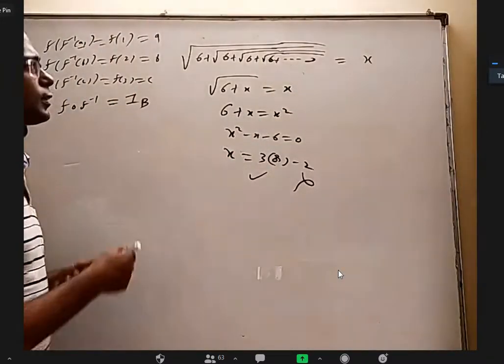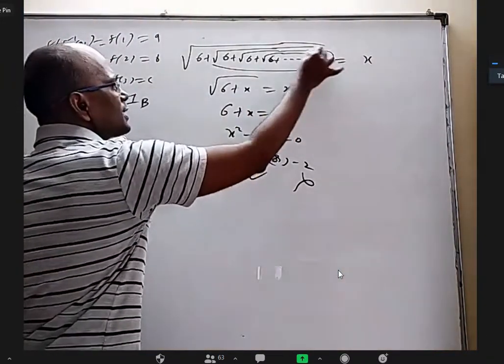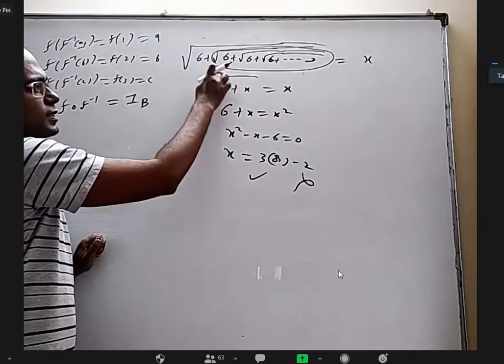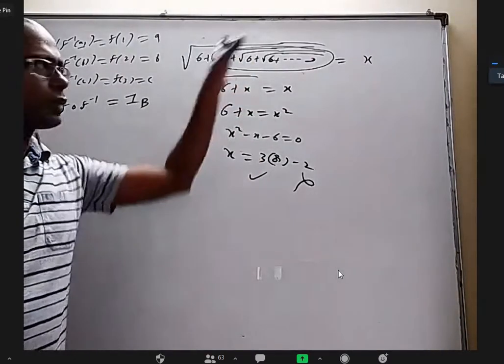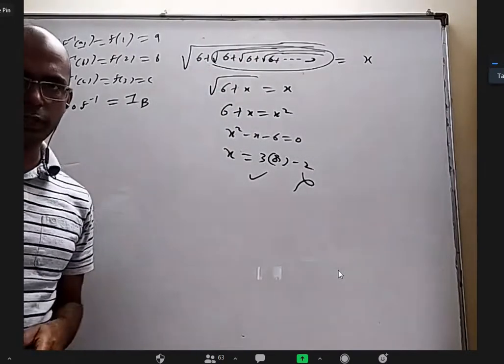Actually, you can see that if up to here the answer is 3, again root over 6 plus 3 is root 9, again it is 3. Every time it will come 3. Wherever you stop, you can put 3 there, it will come back to 3 again.